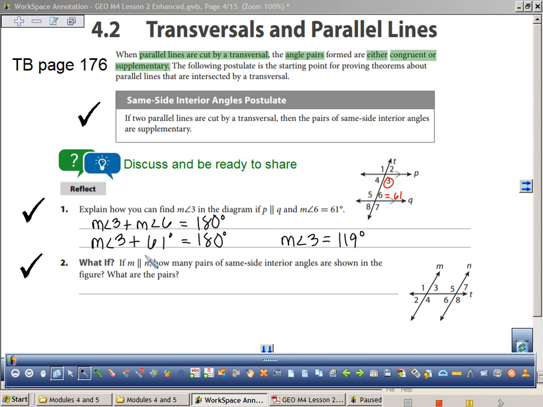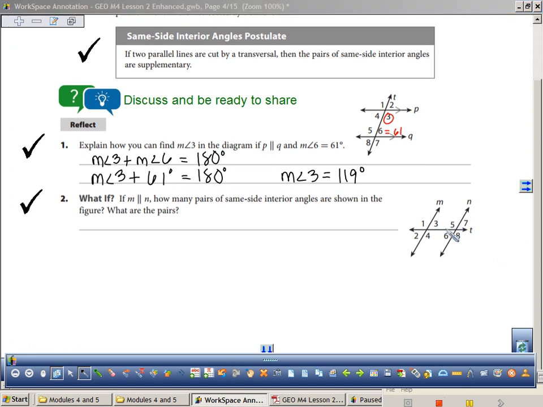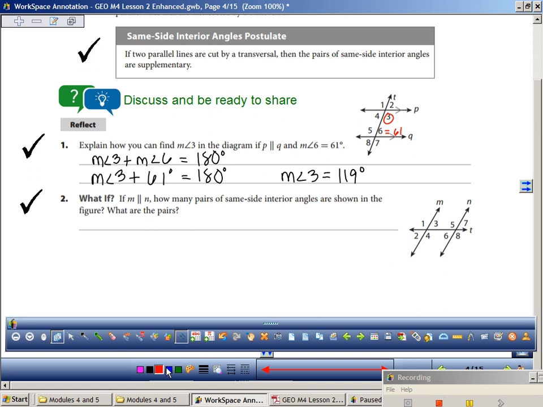Okay. If line M is parallel to line N, so now we're talking this picture down here. A little different. M and N are parallel. Correct? They have a transversal. It's right here. So different than this one. The transversal here is vertical. The transversal here is horizontal.